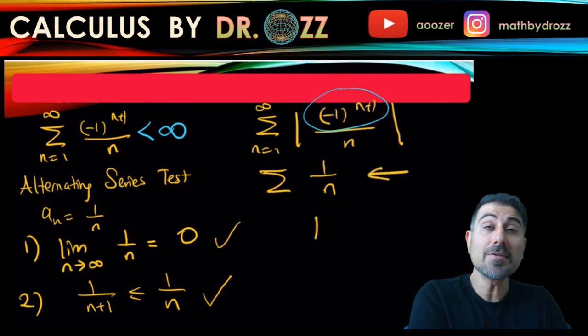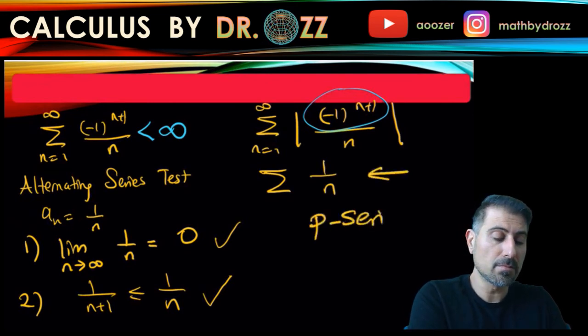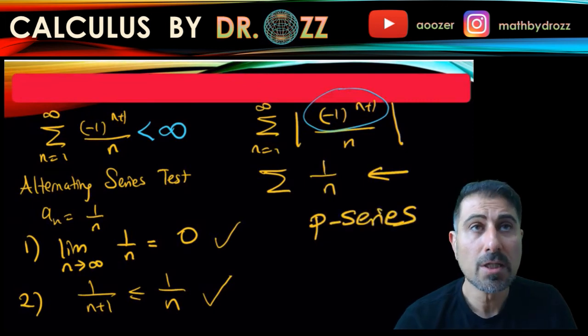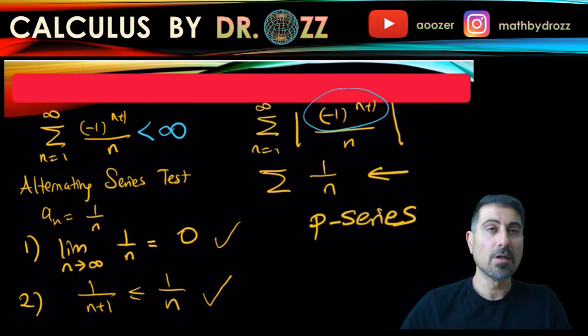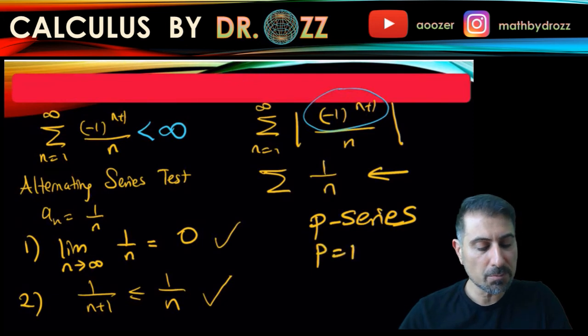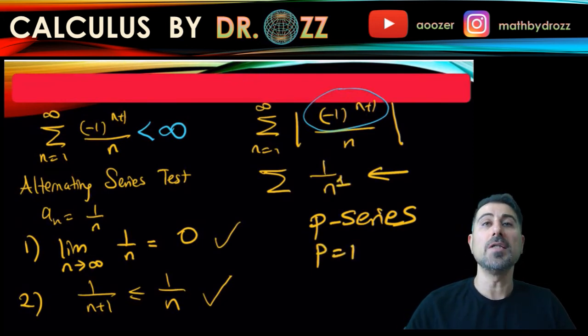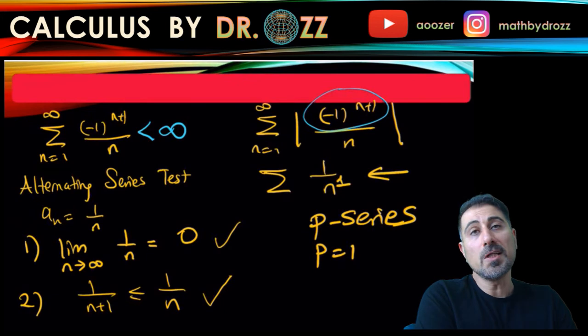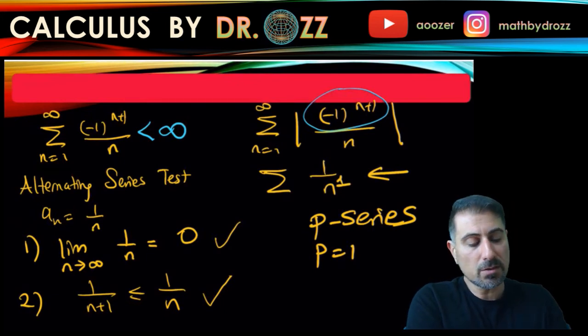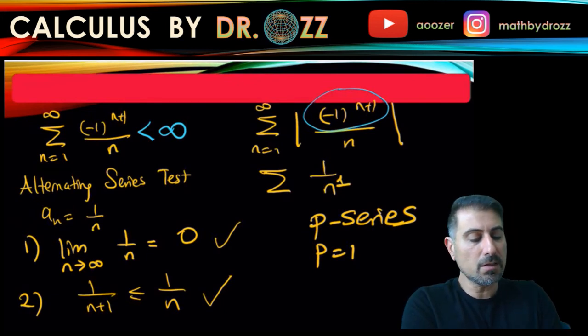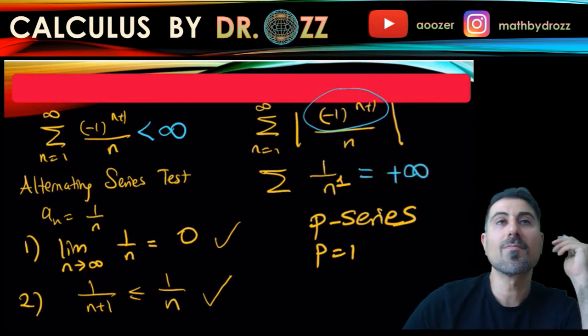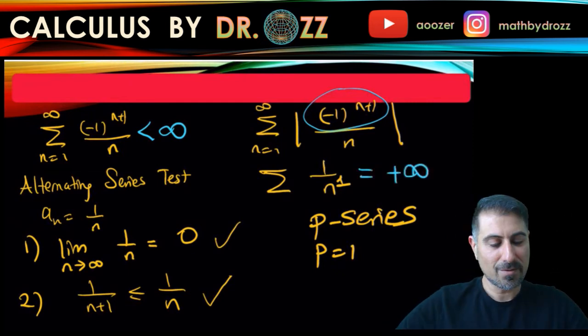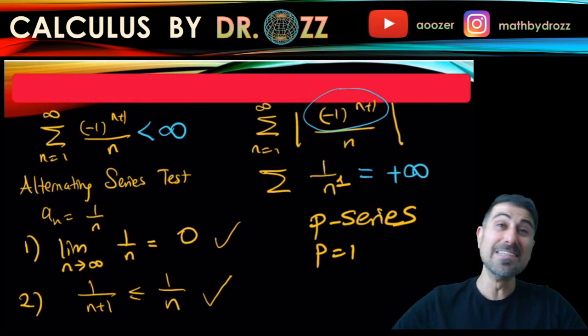And this is a p-series. And p-series are divergent when p is less than or equal to 1. And in this case, p equals 1 because this comes with power 1, right? So for p equals 1, the p-series is divergent. Unfortunately, this is plus infinity. So this is divergent. The absolute value version is divergent, whereas the original version is convergent.